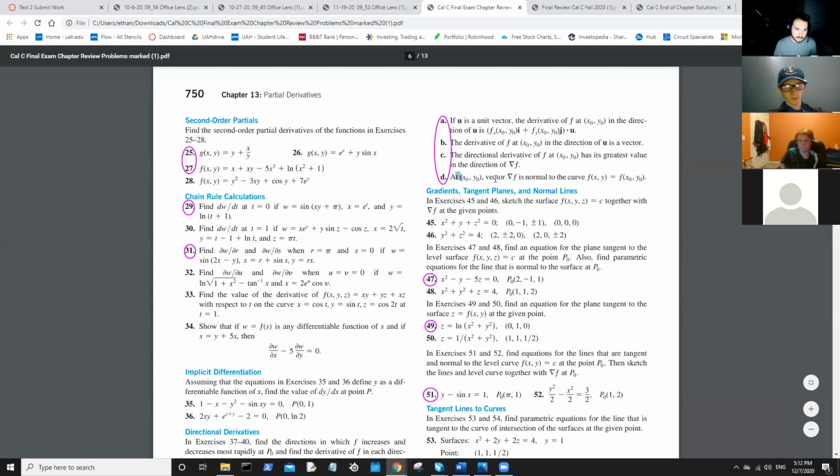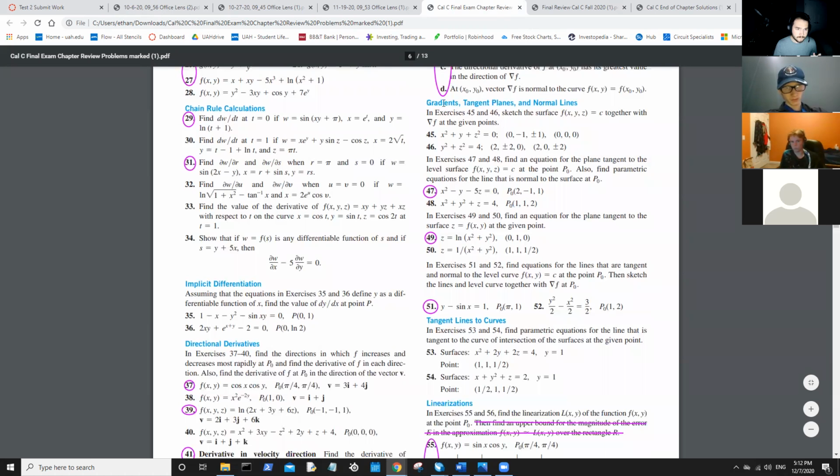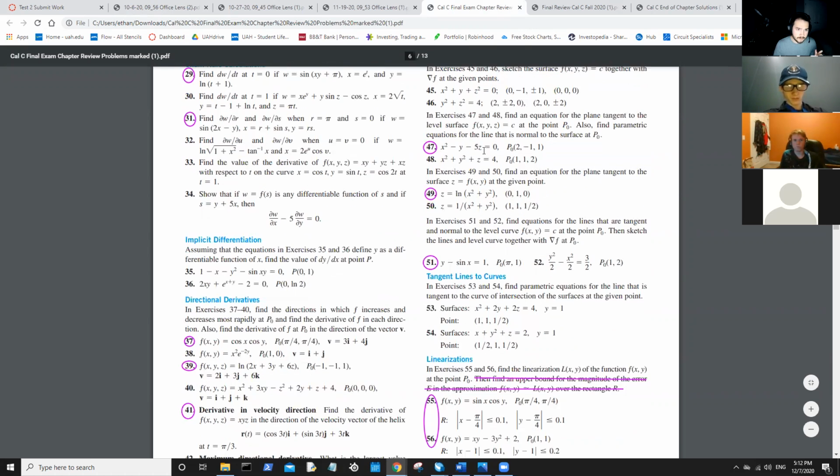We did greatest value and we talked normal. So all of these are true, every single one of these. All right, now we get to talk about tangent planes, gradients, and normal lines. Find the equation for the plane to the specific level surface at a given point. Also find parametric equations for the line that is normal to the surface at P0.